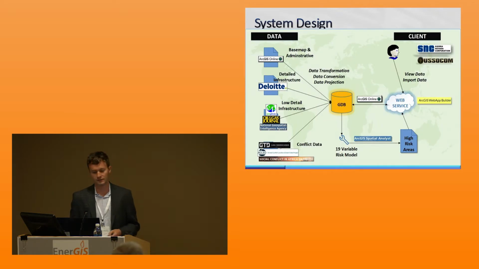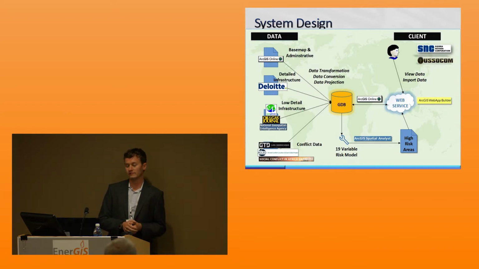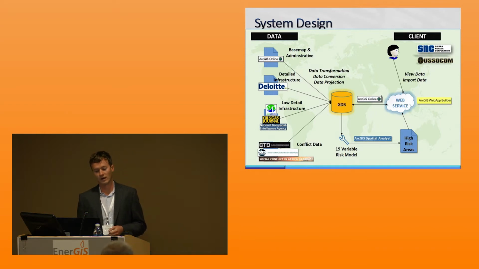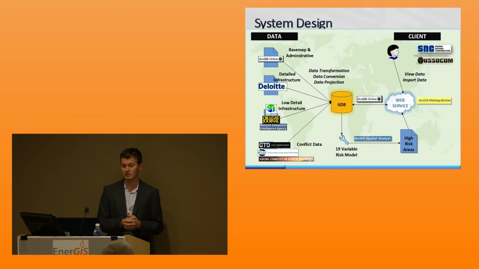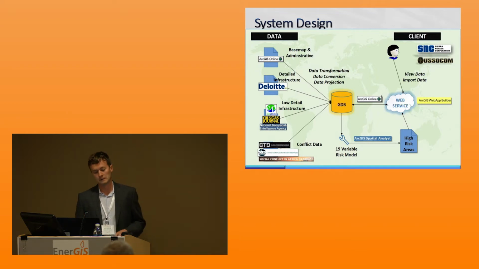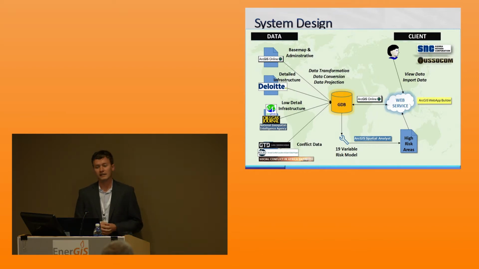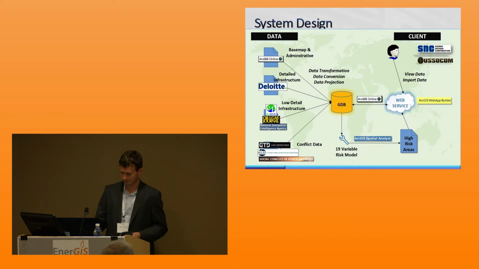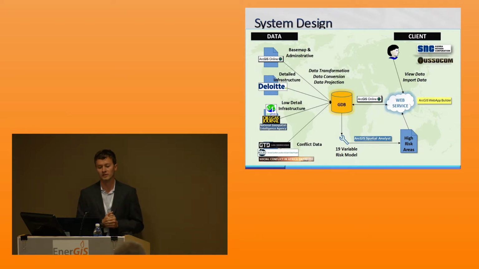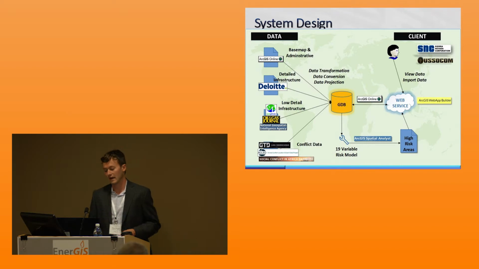So let's take a quick look at the system design. It was created to meet the needs of the client. It's composed of 4 different data types. The first is base map and administrative data from ArcGIS Online. We have some detailed infrastructure data that was purchased from a third-party vendor. And we also have low detail infrastructure data, which is primarily free data available on the web. Lastly, we have conflict data. Three separate databases were acquired for this project, showing things like terrorist attacks, conflict information, protests, things like that.